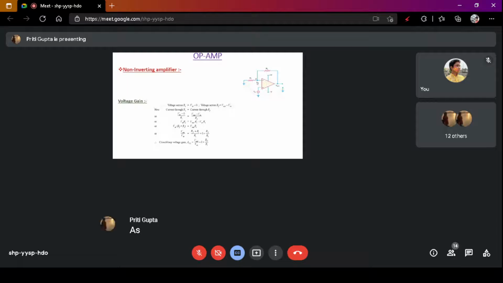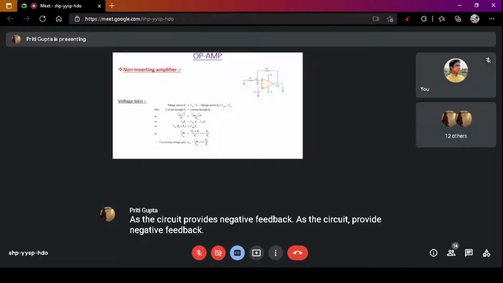As the circuit provides negative feedback. Second point.